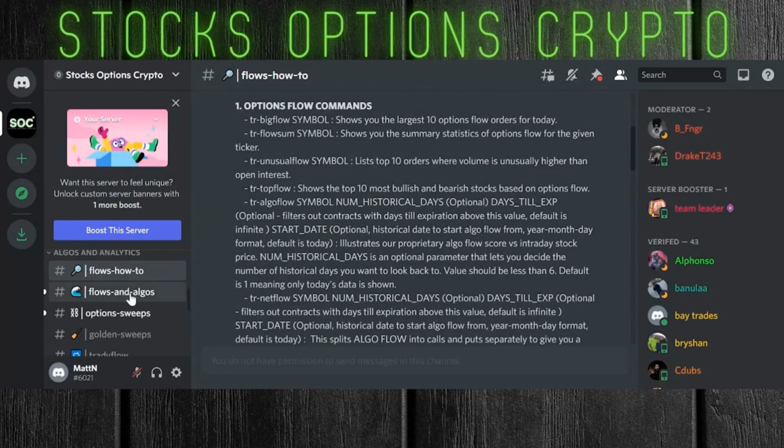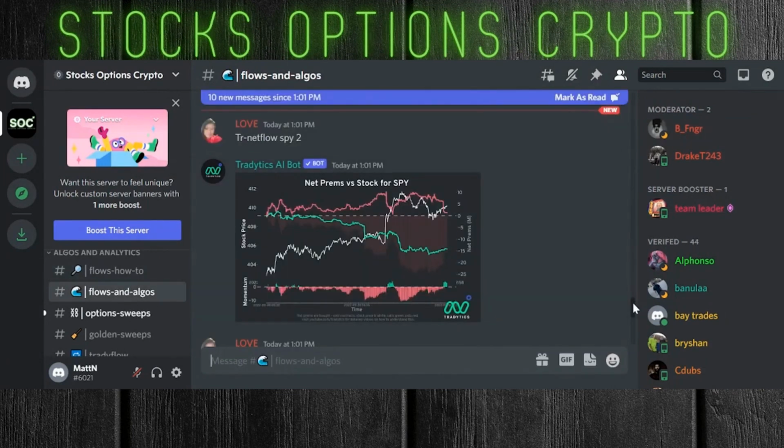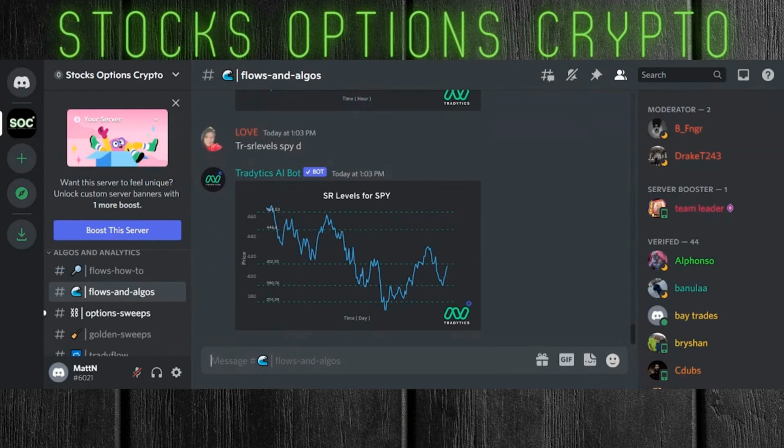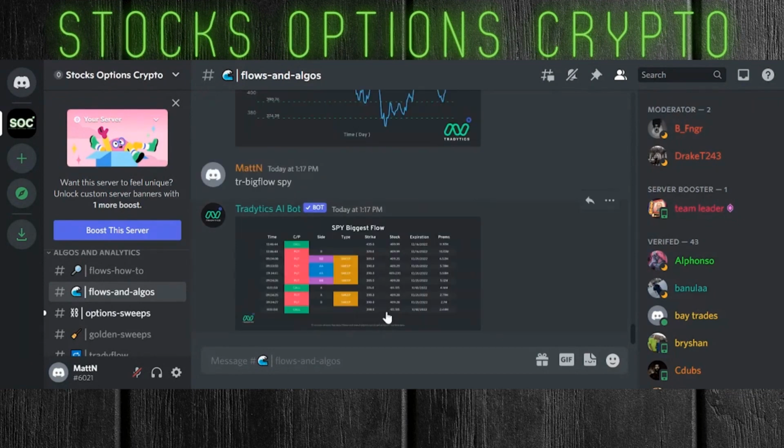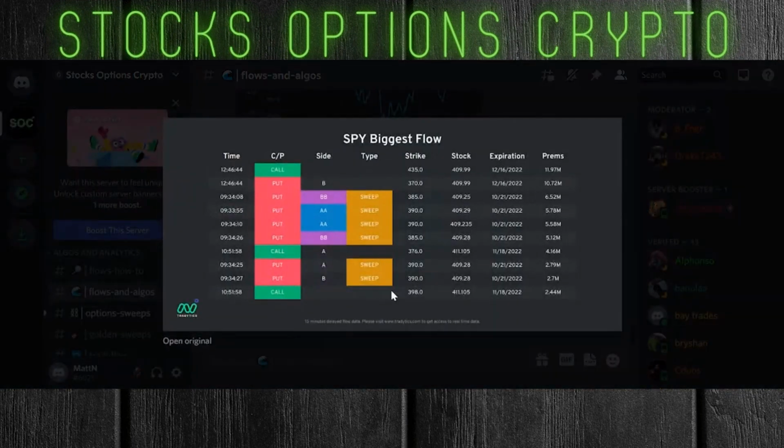So let's get right into it. I'll go into the flow and algos room, and I'll scroll down to the bottom because we have a bunch of members that use this throughout the day. So I'll type in Big Flow, and then the symbol that I'm using is SPY. I will hit enter. Now, as this comes up, we're going to pull this up and enlarge it. What we're going to look at is the biggest flows for the SPY.